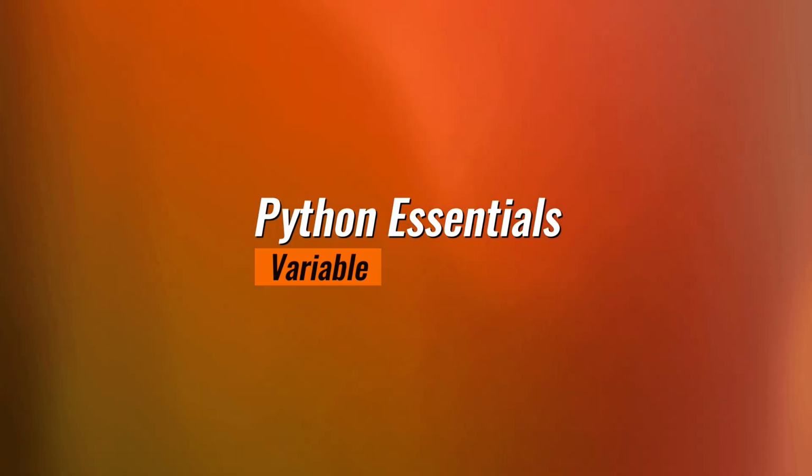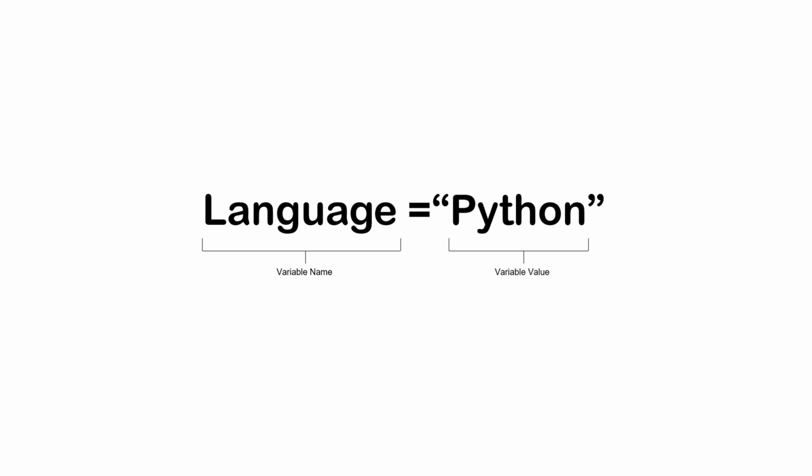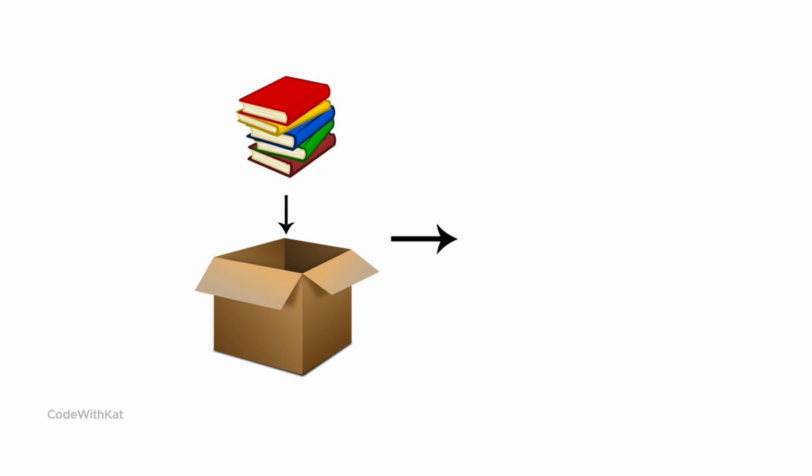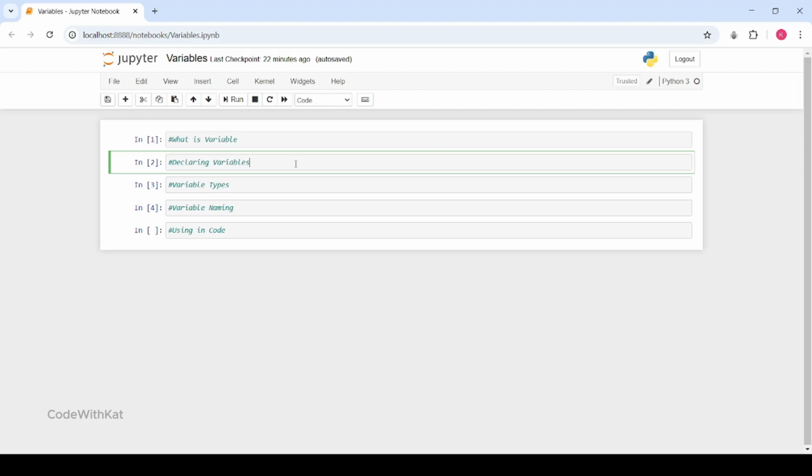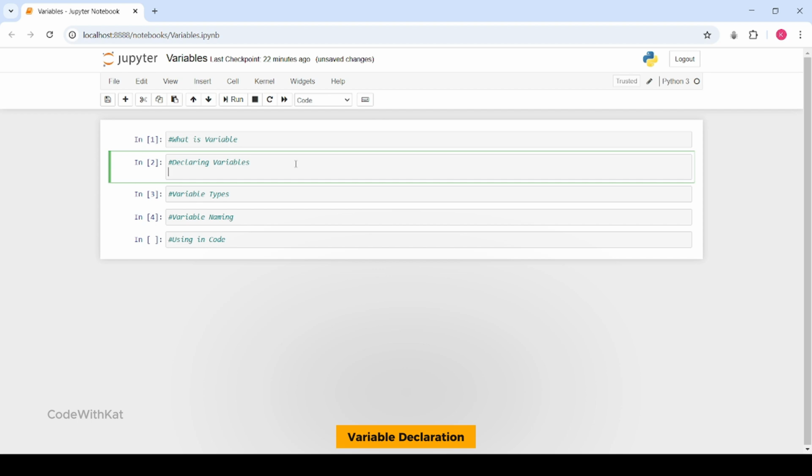Let's take a look at what a variable is. A variable is like a container where you can store information, similar to a box. Inside that box, you can store things like numbers, text, or even lists. When you create a variable, you are essentially giving that box a name so you can refer to it later in your code.